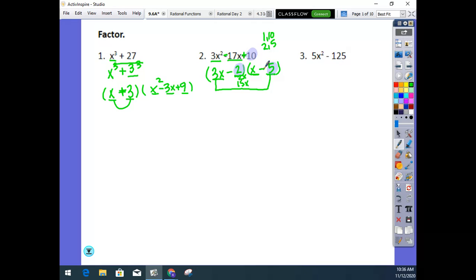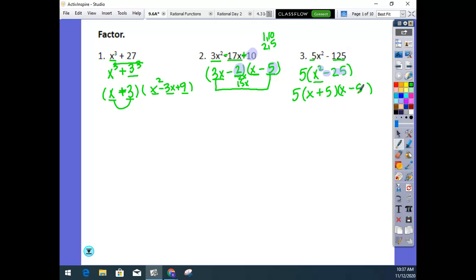Number 3, you need to look for the GCF. 5. Divide each piece by 5. But we're still left with a square. And this pattern is still the difference of 2 squares, because 25 is also a perfect square. So bring down your GCF. Split apart x squared, x and x, plus 5, minus 5.